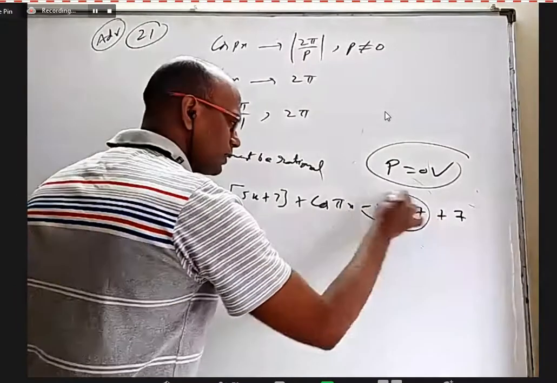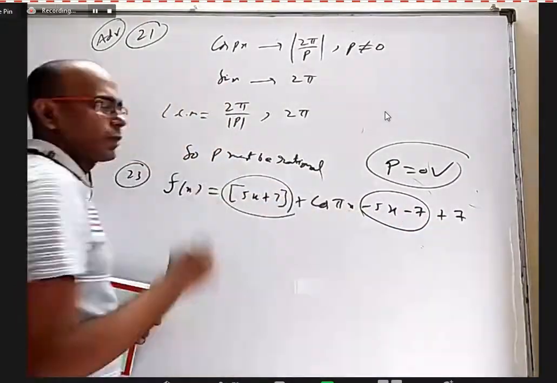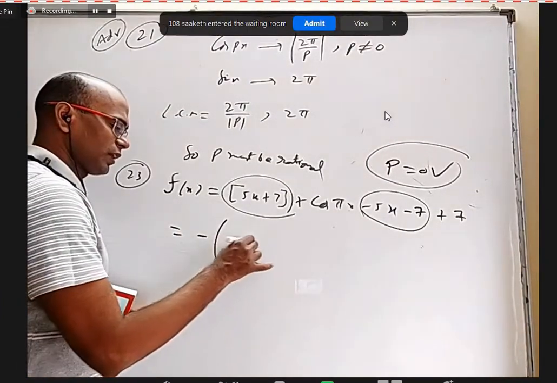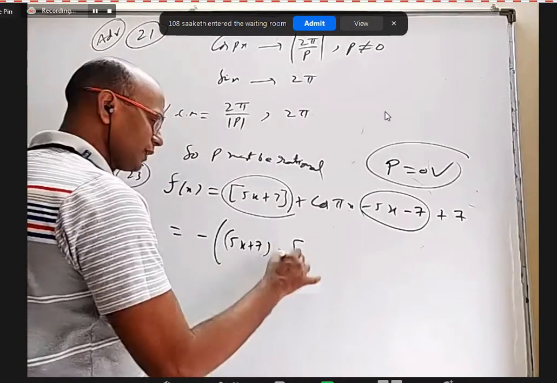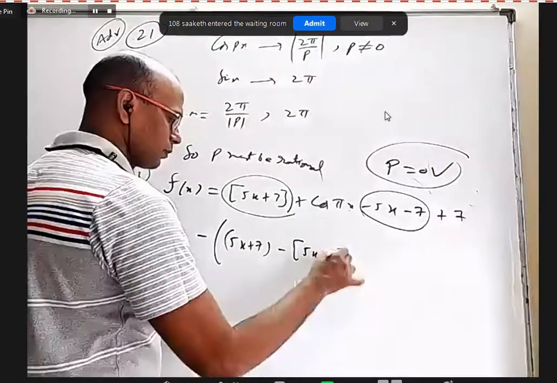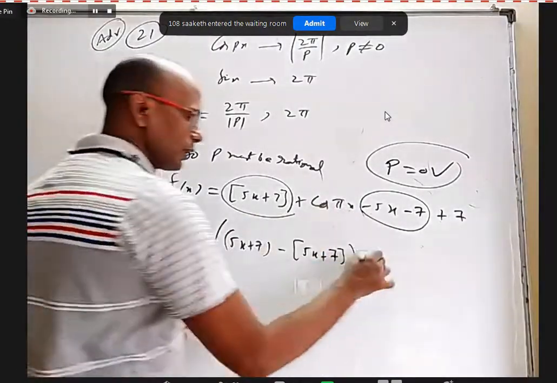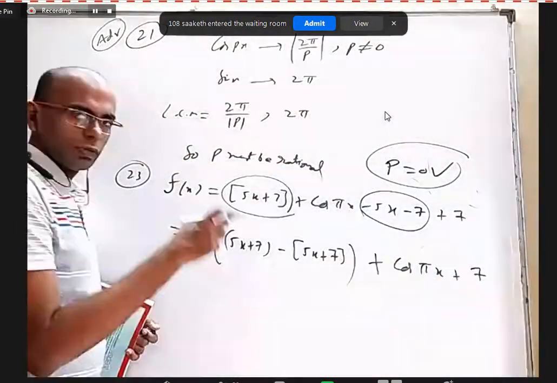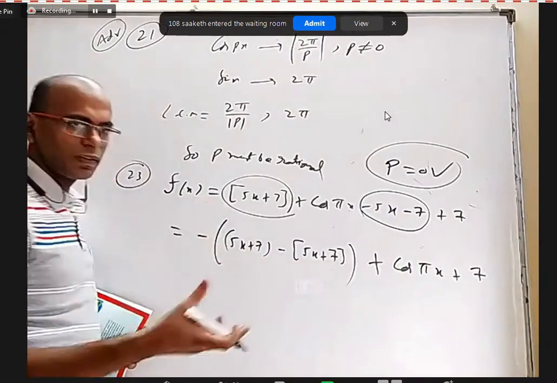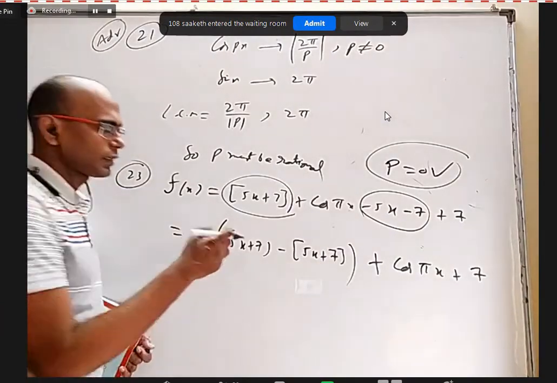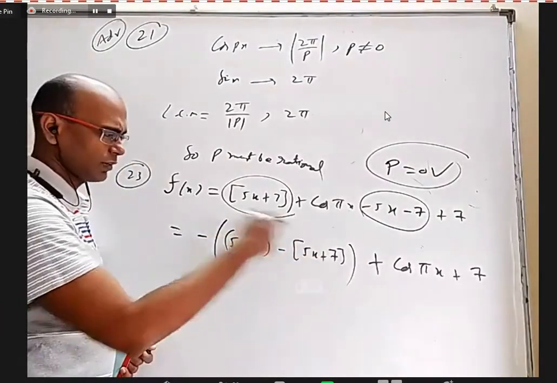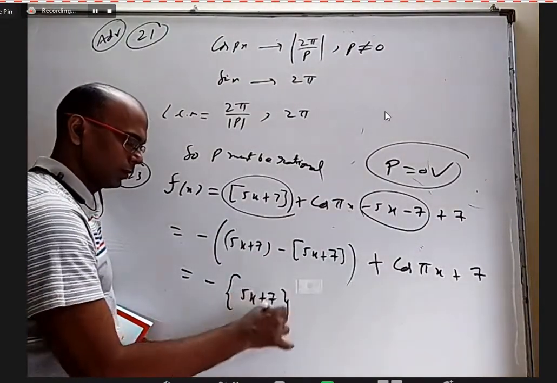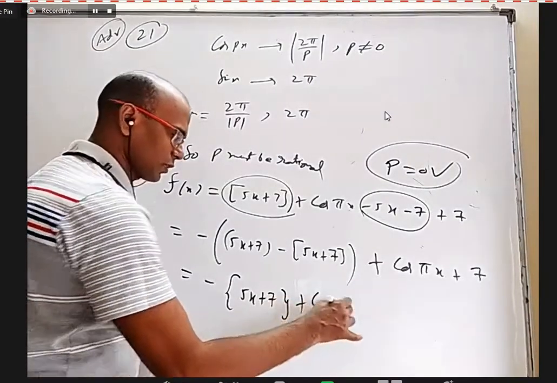Now from this and this, you take minus common. When you take minus common, we will be left with 5x plus 7 minus integer part of 5x plus 7, this and this put together, plus extra cos pi x plus extra 7. Now, x minus integer part of x is the definition of fractional part of x. Like that, 5x plus 7 minus integer part of 5x plus 7 is fractional part of 5x plus 7, plus cos pi x plus 7.